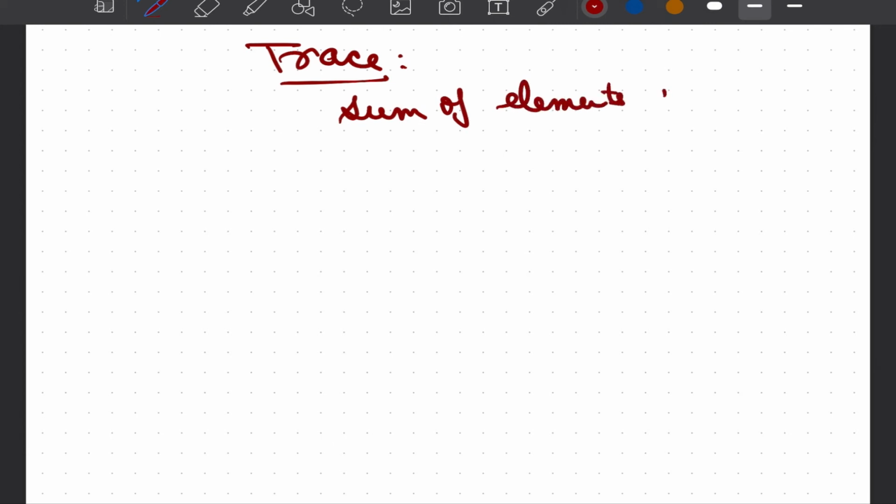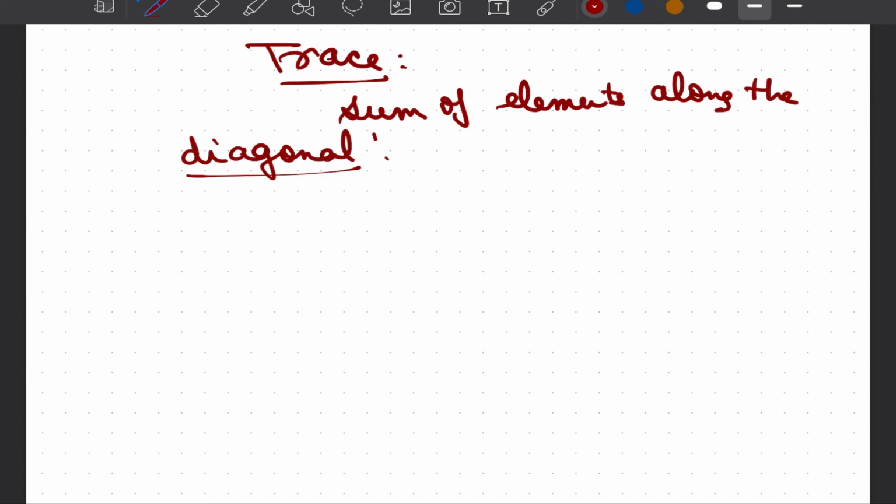Secondly, we also learned about the concept of trace. So a quick revision: trace is the sum of elements along the diagonal. And how this trace is related to the determinant, let us see.